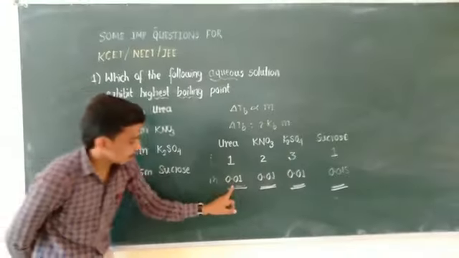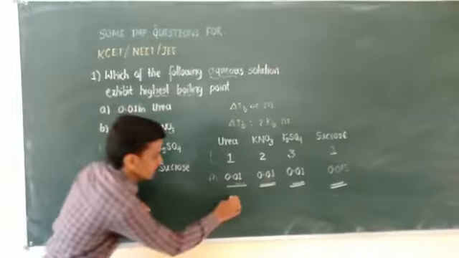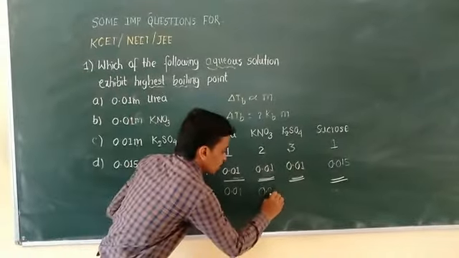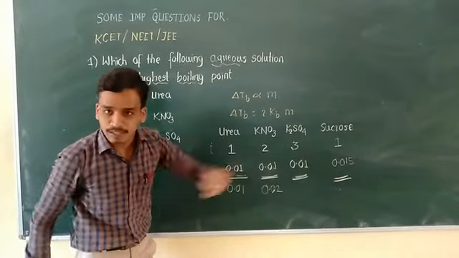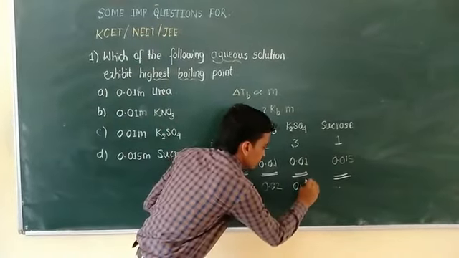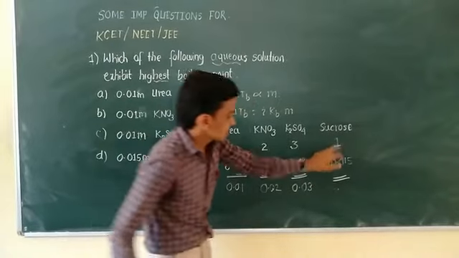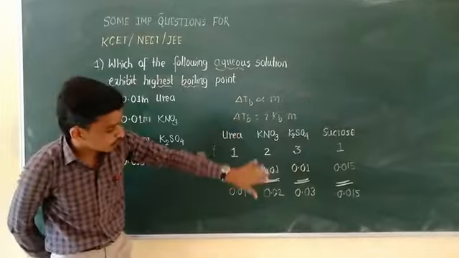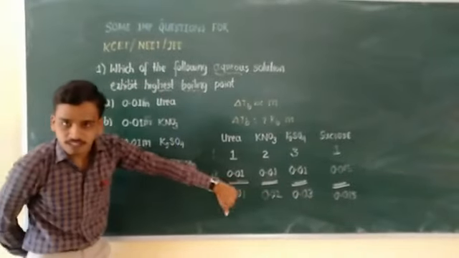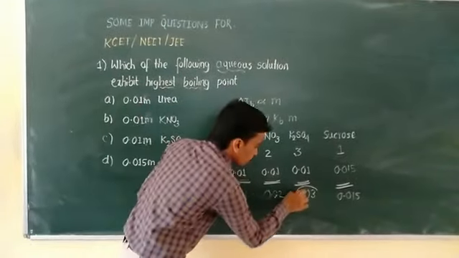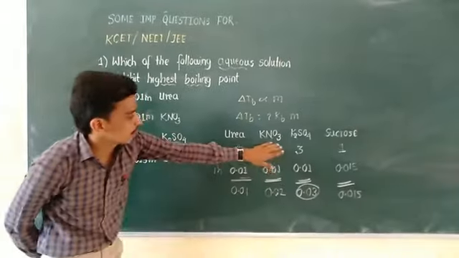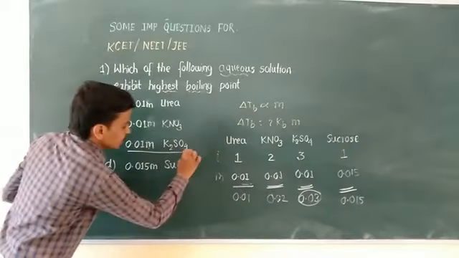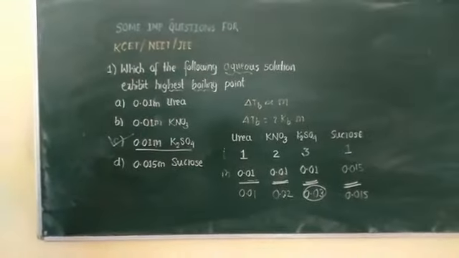Okay, this is multiplied here. It remains the same, it means 0.01, and KNO3 gets converted to 0.02. And it is quite important, K2SO4 becomes 0.03, and this value remains the same, 0.015. And then you can observe, out of the 4 answers given to you, this 0.03 is the highest one. Due to this reason, K2SO4 has the highest boiling point.